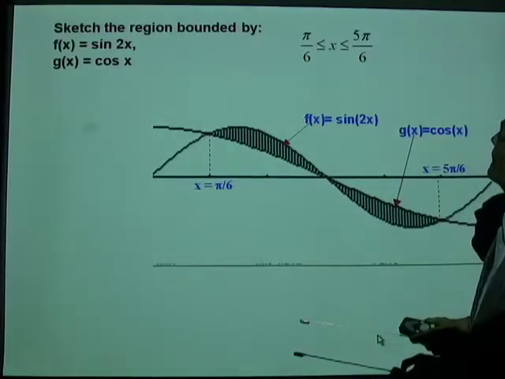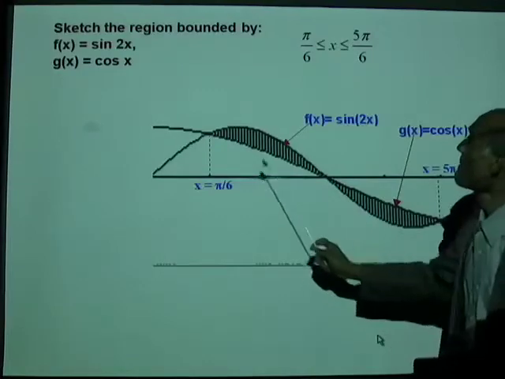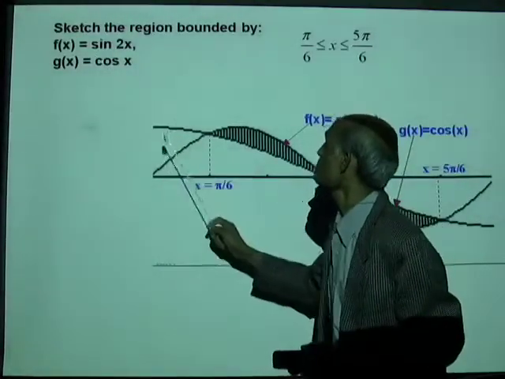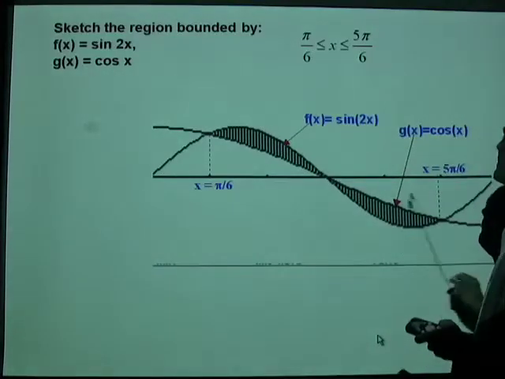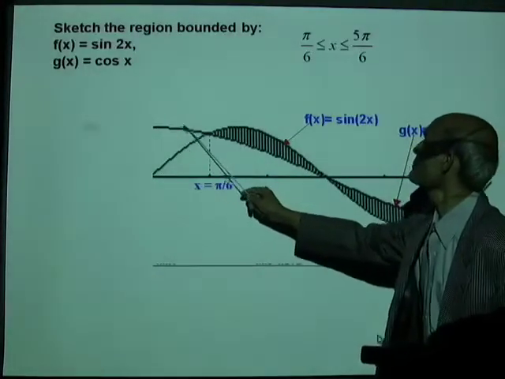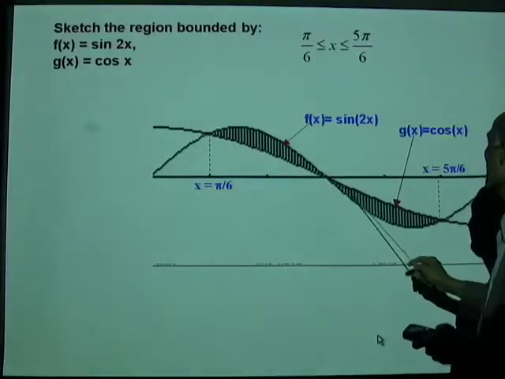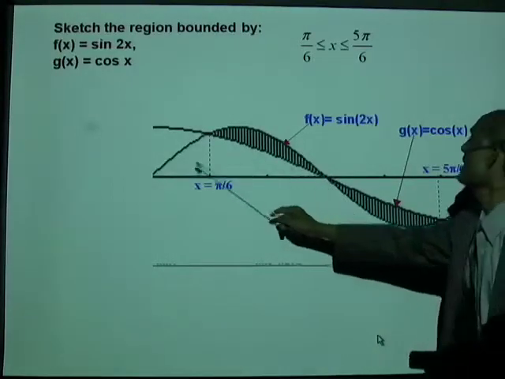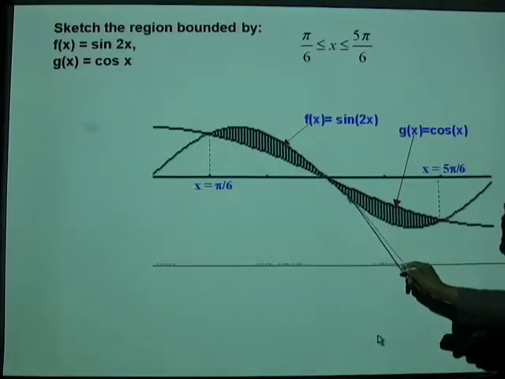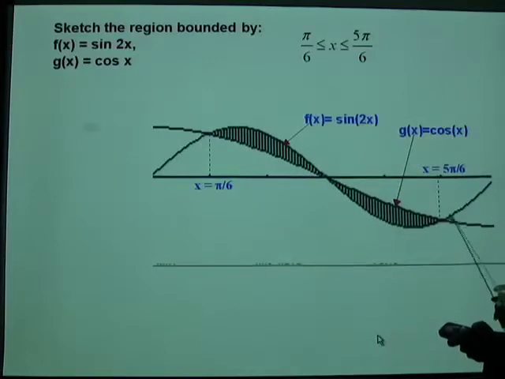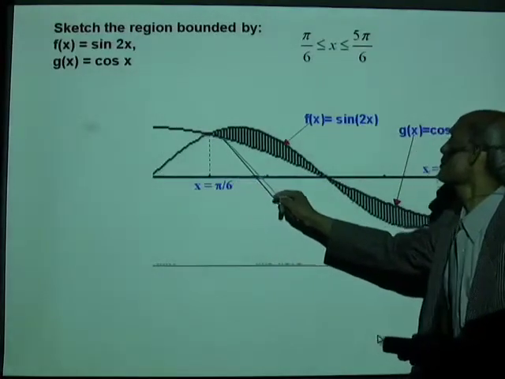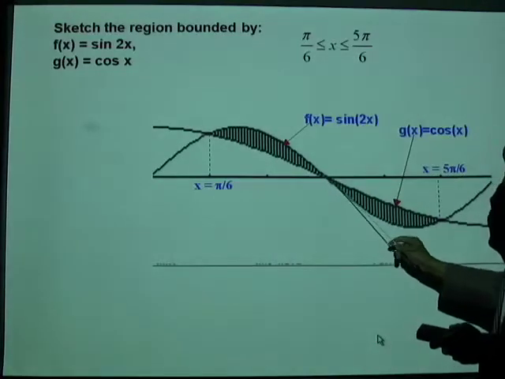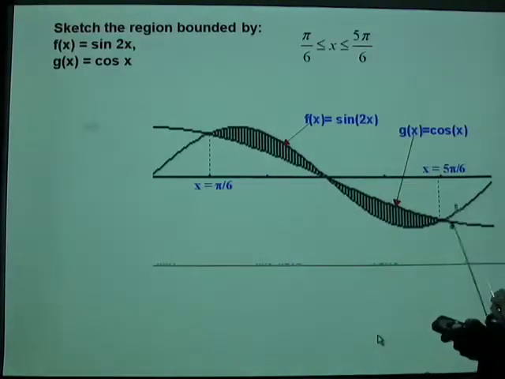Or 0 to 2 pi. Now, f of x equal to sine 2x is this graph. And g of x equal to cos x is the other graph, isn't it? F of x equal to sine 2x. Look at the way I'm tracing it out. That is f of x. G of x equal to cos x is this graph.